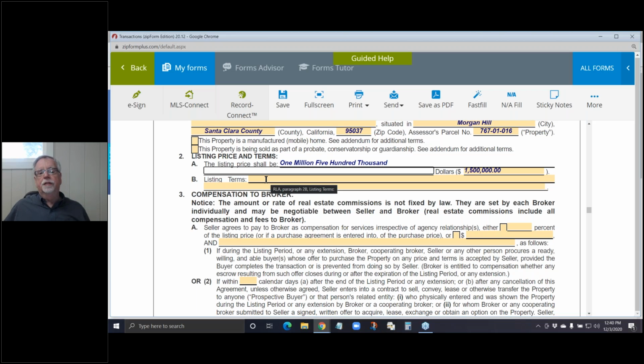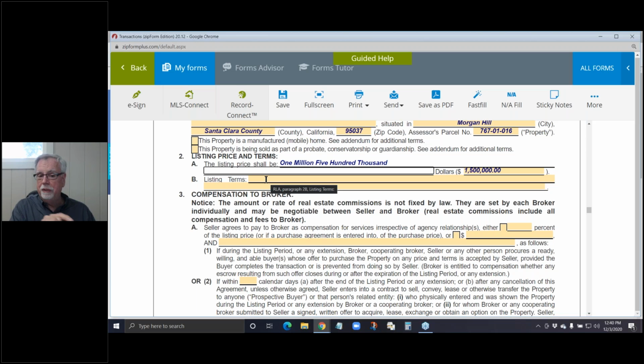Just because there's an empty box in a CAR form does not necessarily mean you have to type something in there. What kind of listing terms might we have? Well, there's a variety of things, but generally we don't want to write very much in here. Is it possible that we've negotiated with the seller that if we don't sell it for 1.5 in the first 60 days, as an example, or 30 days or 45 days, that the seller agrees to lower the price to 1.45, just as an example, right?